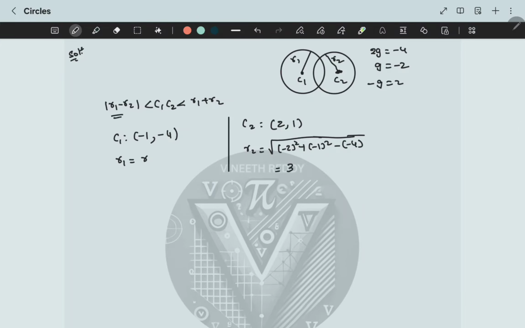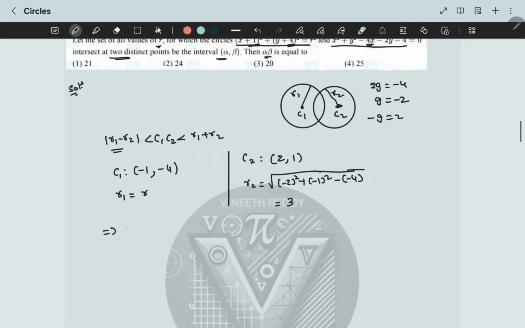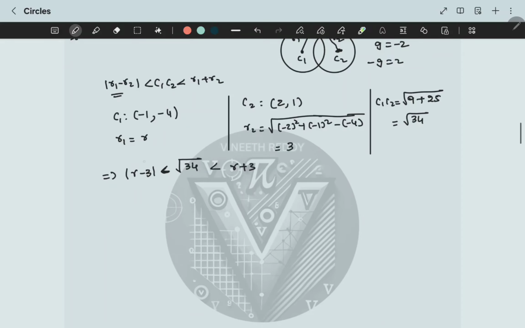So we will apply this condition. Here I can write this as mod of R minus 3 is less than C1C2. What is the distance between the centers? That also we will calculate here. C1C2 should be under root of 2 minus of minus 1 is 3, 3 square is 9, 1 minus of minus 4 is 5, 5 square is 25. So we get root 34 here. So this should be less than root 34, and that should be less than R1 plus R2, which is R plus 3. Now we have to just solve these inequalities, and that's it. The question is very, very simple.